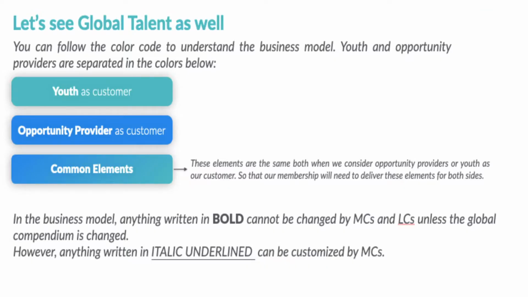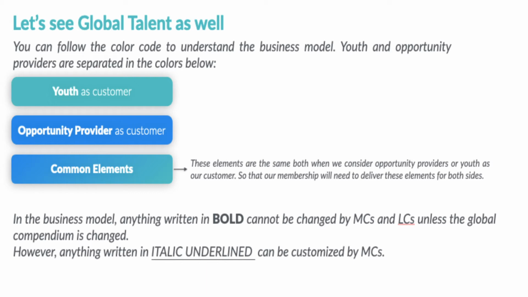First, it's very important that you follow the color code to understand the business model. Youth and opportunity providers are separated in colors below. So youth is this little turquoise color and opportunity provider is blue. And common elements is a mix of them both. In the business model, anything written in bold cannot be changed by MCs and LCs unless the global compendium is changed. However, anything written in italic underlined can be customized by MCs.